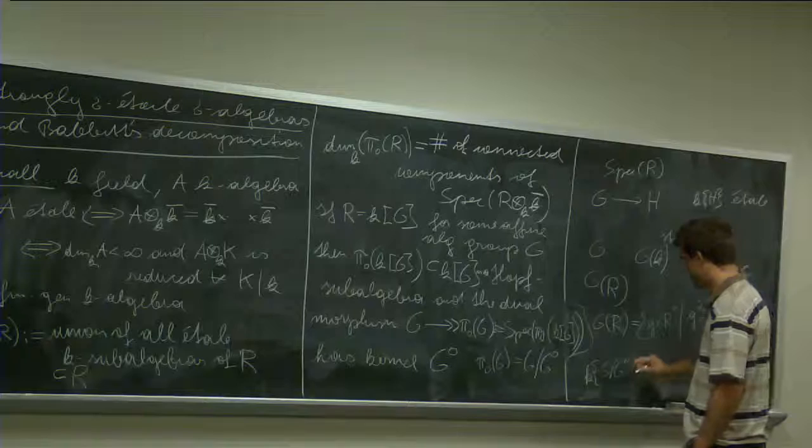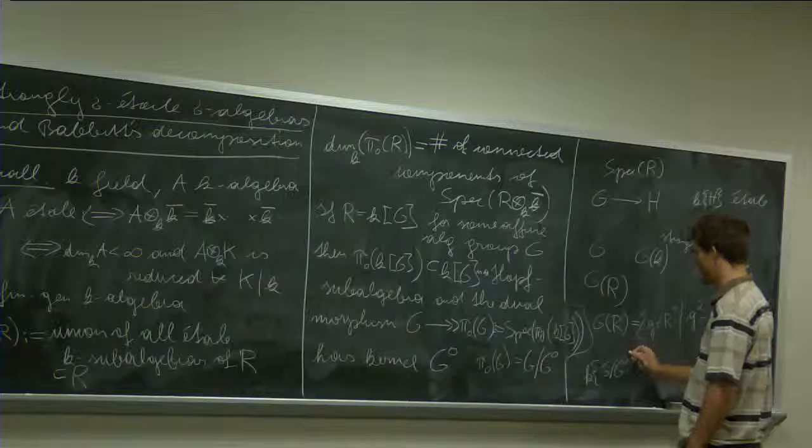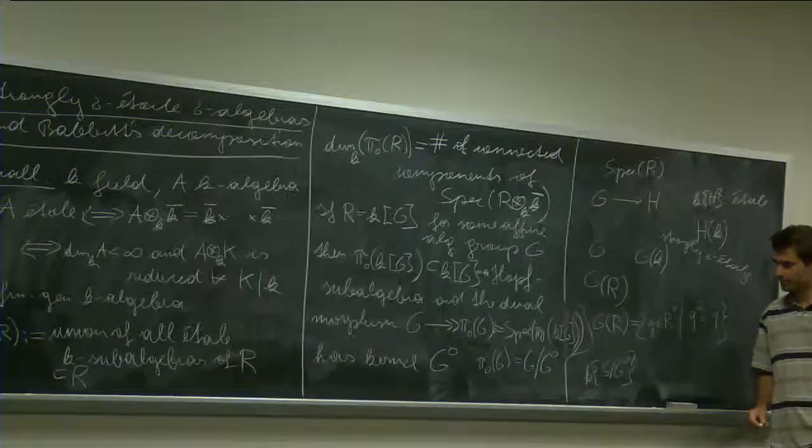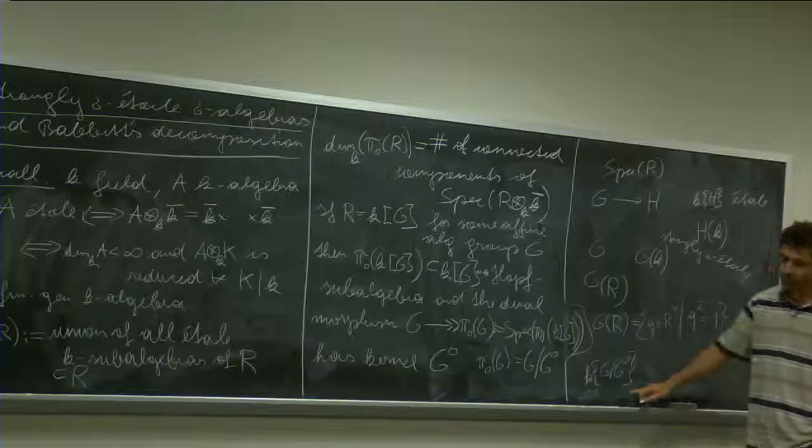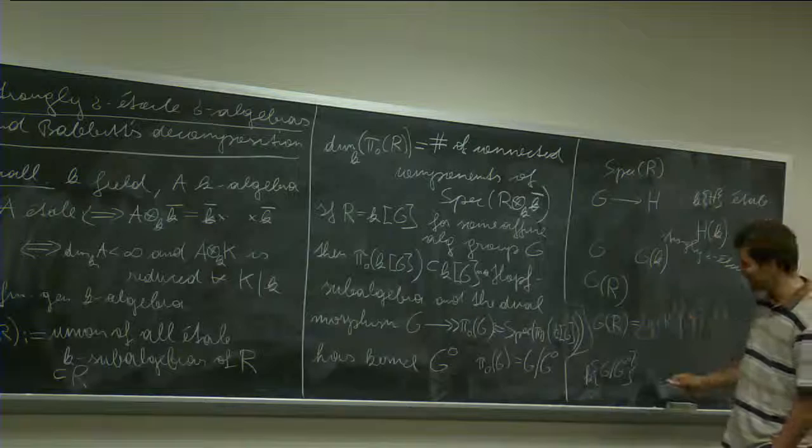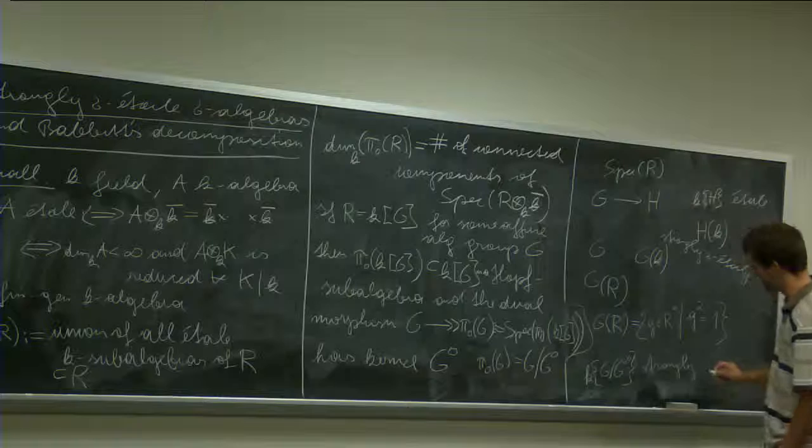This is the sigma G zero, the sigma identity component. That's right. And what can we say about this? It will be finite dimensional as a K vector space. And in fact, it will be what I will call a strongly sigma étale K sigma algebra.